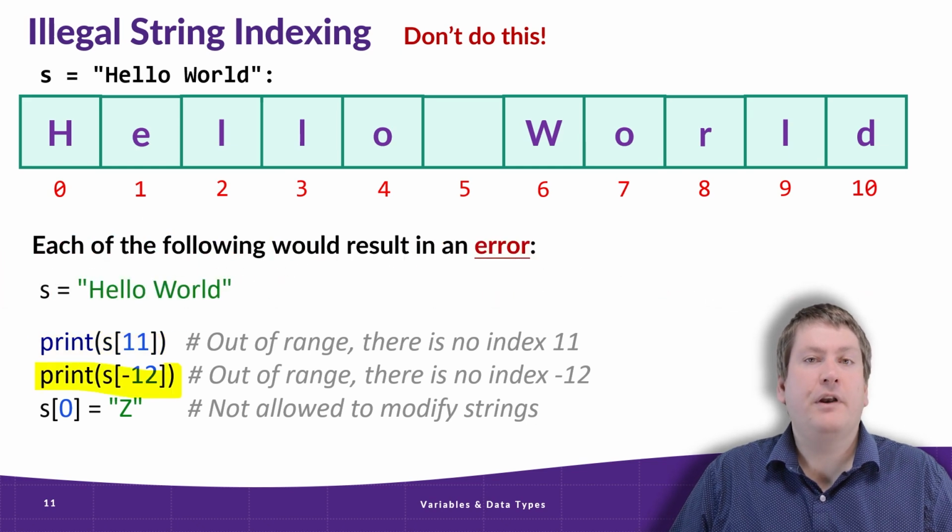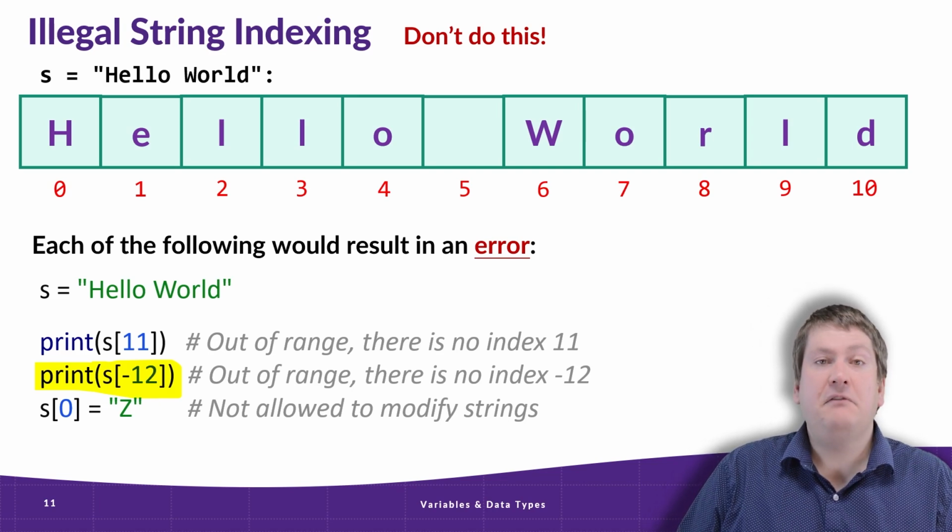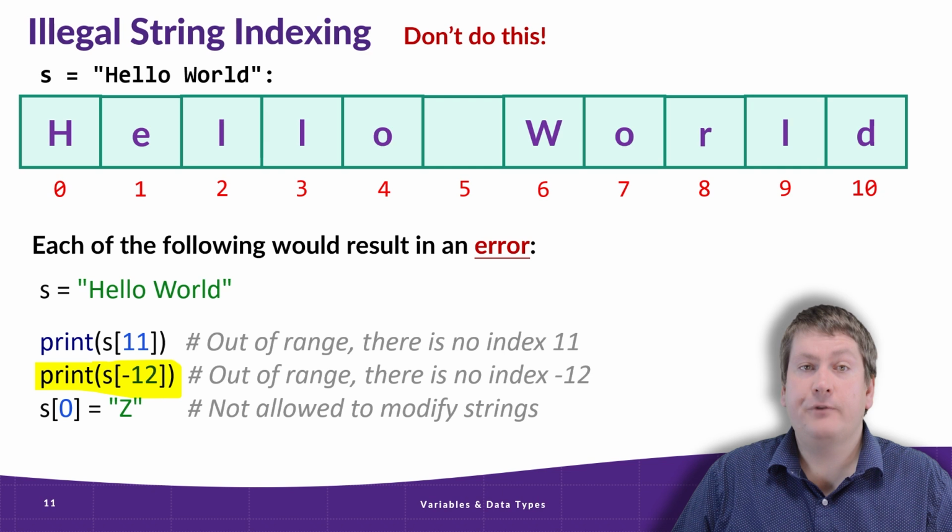The next example would also produce an error, as negative index, in this case, only goes up to -11, and -12 would be out of the bounds of this string.